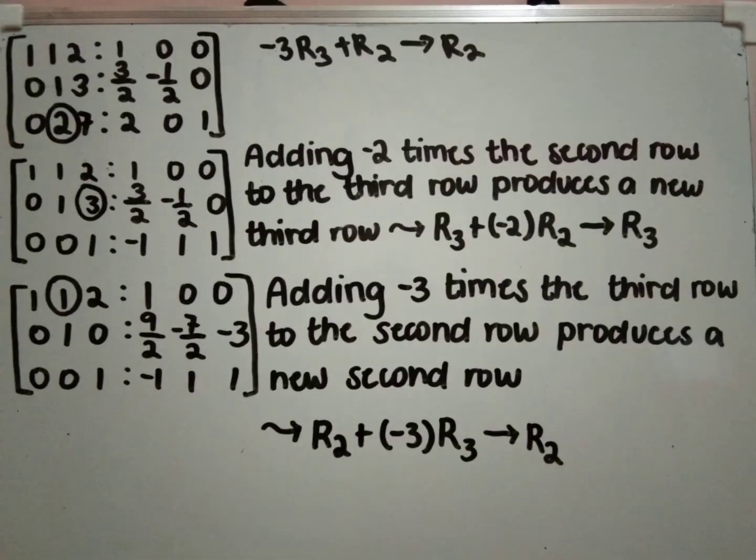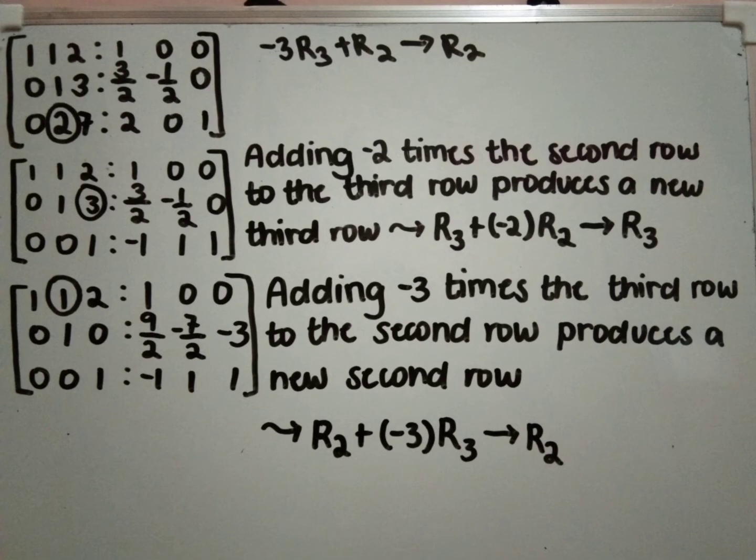Next, we make the second element of row 3 zero by following the notation row 3 plus negative 2 times row 2 is equal to the new row 3. And so, 0 plus negative 2 times 0 equals 0, 2 plus negative 2 times 1 equals 0, 7 plus negative 2 times 3 equals 1, 2 plus negative 2 times 3 halves equals negative 1, 0 plus negative 2 times negative 1 half equals 1, and 1 plus negative 2 times 0 equals 1.